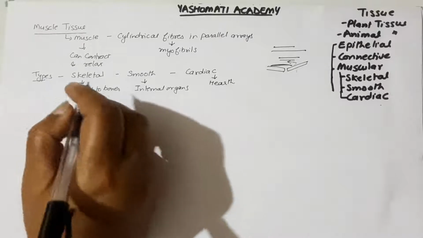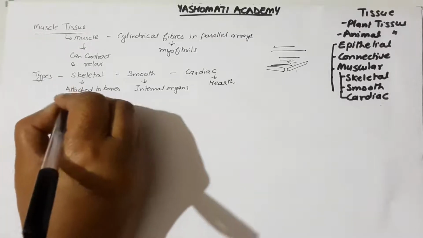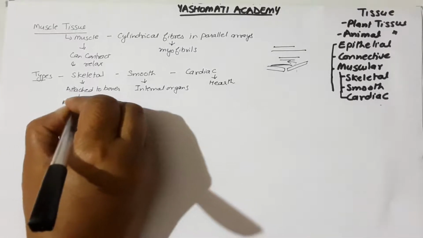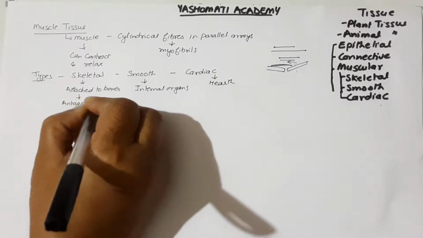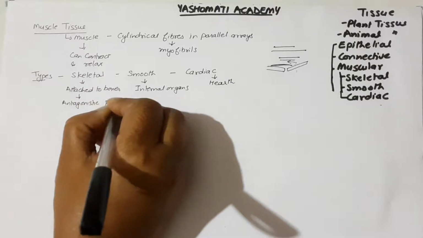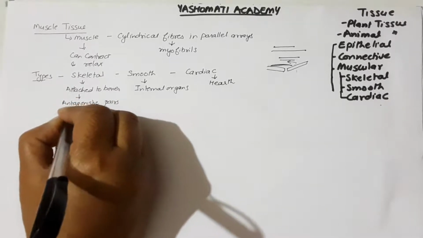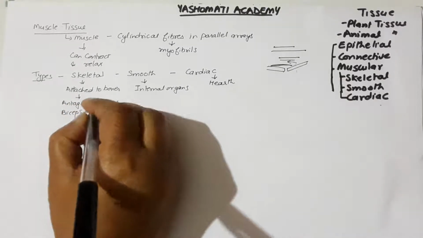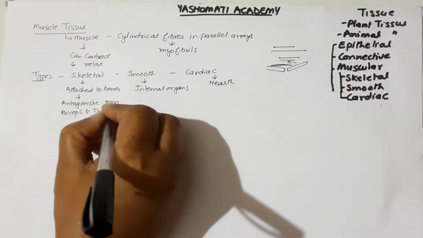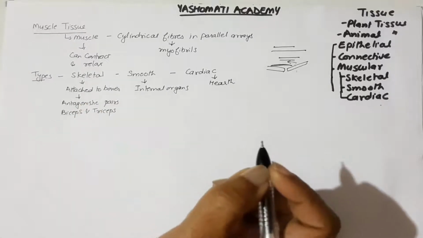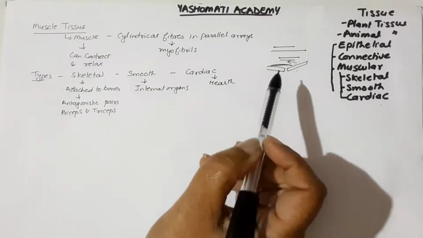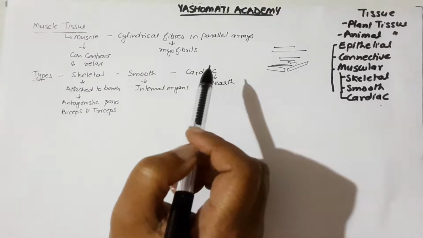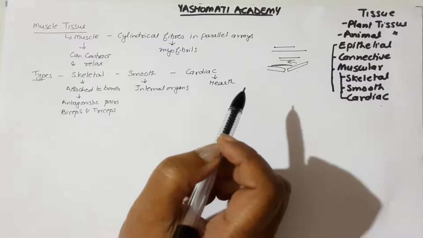Skeletal muscles, as we have discussed, are antagonistic pairs. For example, biceps and triceps. These two muscles which are attached to the elbow, or which are attached to the bones of the arm, help in causing movement in opposite direction.